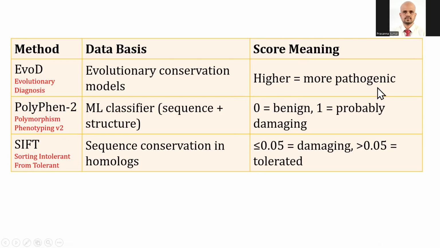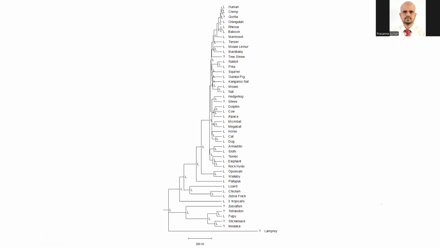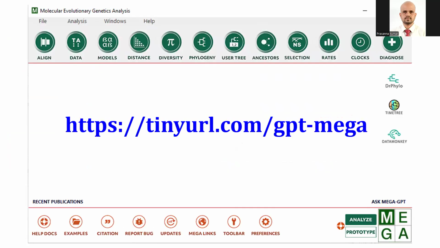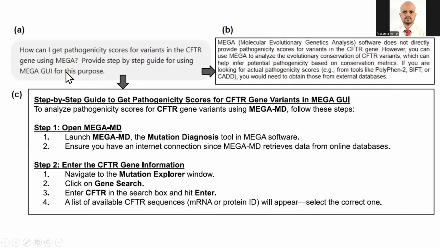As for the score, the higher the evolutionary diagnosis score, the greater the impact of the disease, meaning they are more pathogenic. In PolyPhen, they are denoted by binary 0 or 1. 0 means the mutation is benign, 1 means it is damaging, it is pathogenic. Likewise, SIFT is also assessed in various ways. These are the little vocabularies you need to know. So we will get into the MEGA tool now. To understand the variability of this CFTR gene, I use this prompt in MEGA-GTP.